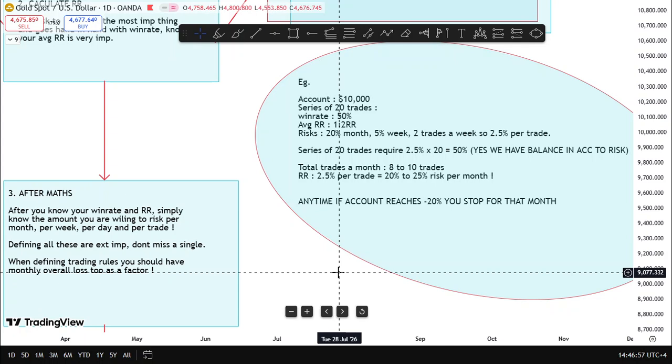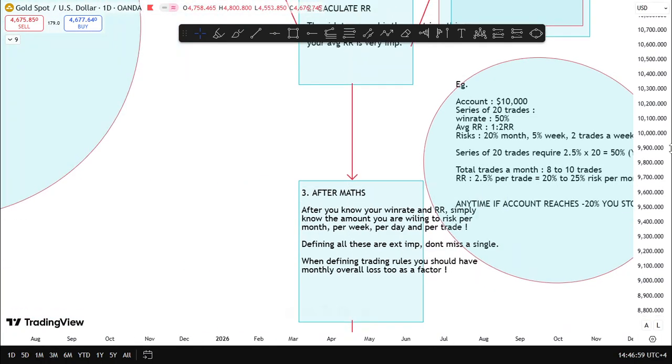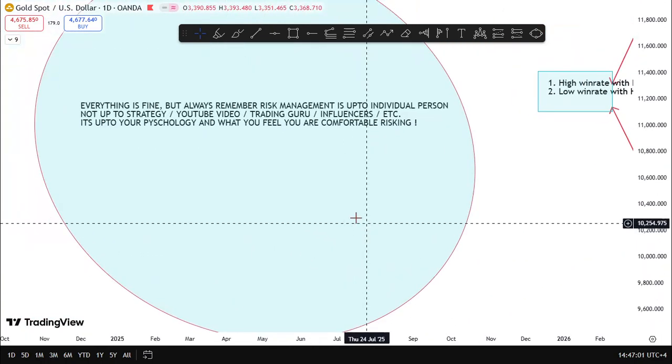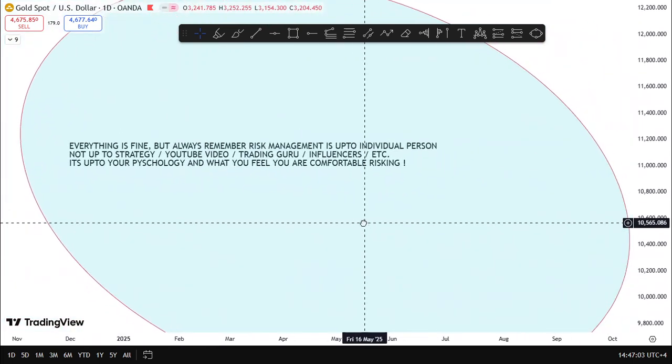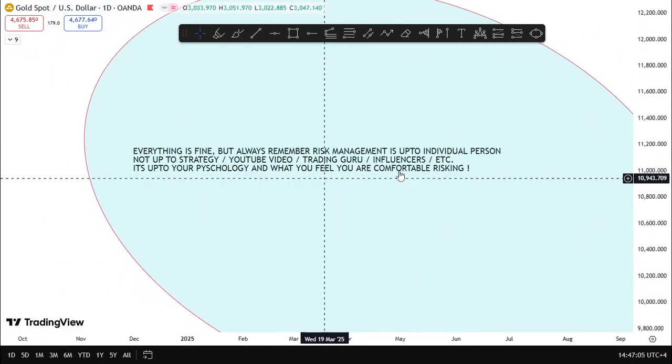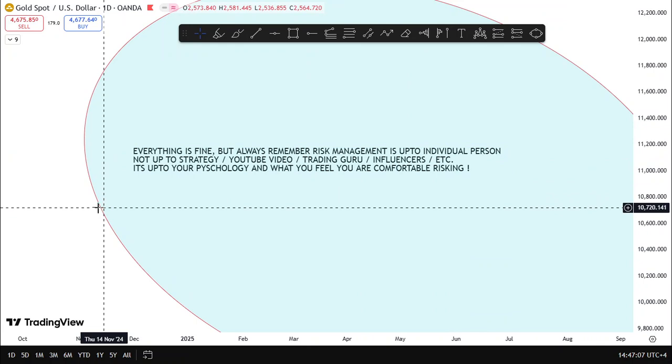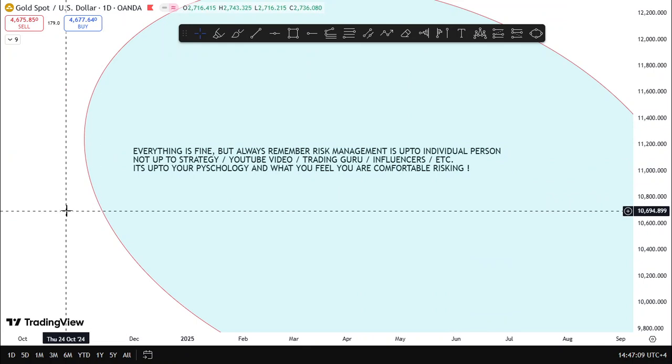Also, that's it for today, guys. Remember this point. This is very key. If you would ask me for risk management in one sentence, this would be it: everything is fine, but always remember, it is up to you. It is up to the individual person.